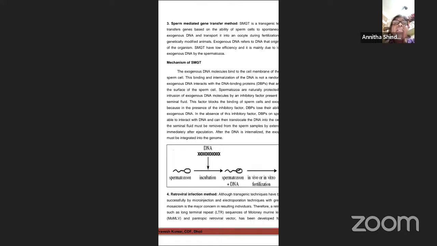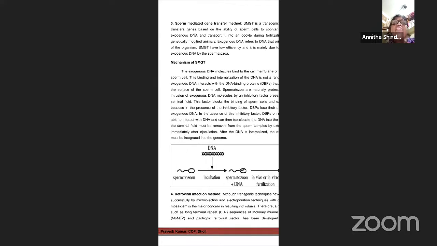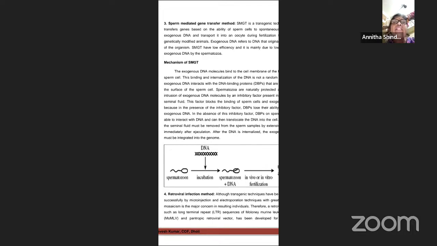Now the third method is the sperm mediated gene transfer method, that is SMGT. Sperm mediated gene transfer is a transgenic technique that transfers genes based on the ability of the sperm cells to spontaneously bind to exogenous DNA and transport it into an oocyte during fertilization to produce genetically modified animals.